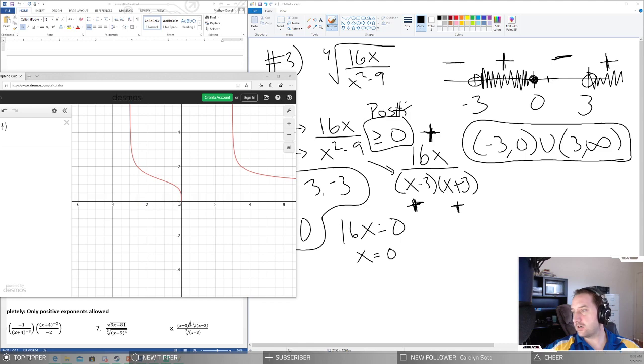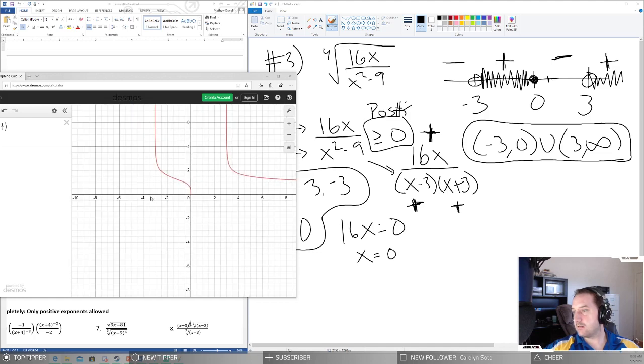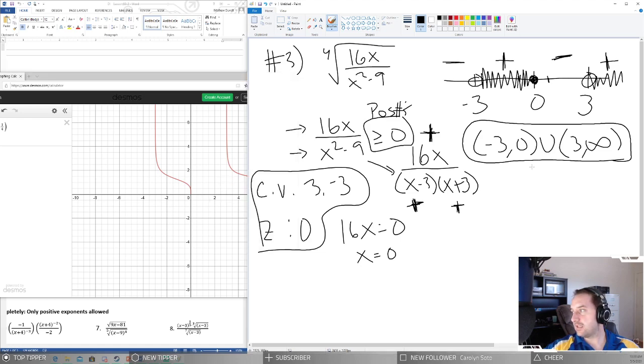But then from 0 to 3, there's no more graph because that contradicts my domain. So because it contradicts my domain, it doesn't exist. And then from 3 to infinity is the rest of it. So there was no graph from -infinity to 3, and there's no graph from 0 to infinity, or from 0 to 3. So it kind of validates the domain that we created there.